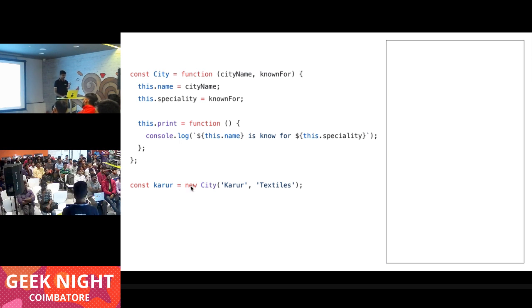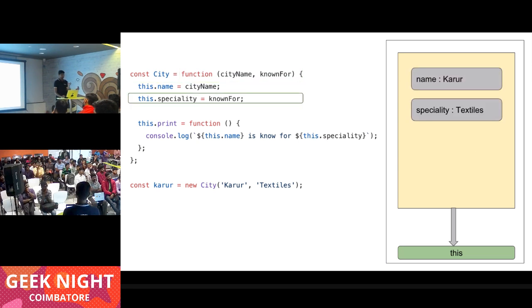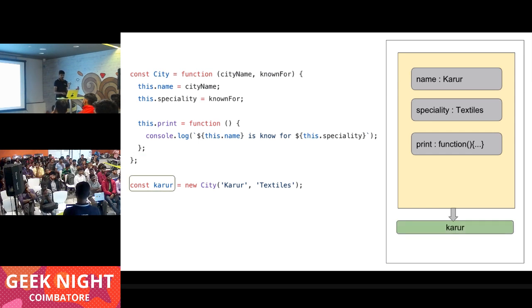So what will happen when you call your function with the new keyword before it? It goes to the function and creates an empty object for you, and that empty object is linked to this. So an empty object is given to you in the name of this, and whatever you assign here gets assigned in the empty object. So now we have name, speciality, and print, all assigned in the empty object, and this is returned as the return value of your function. The same object you used with this is a reference to Guru, so that's what you're getting here.